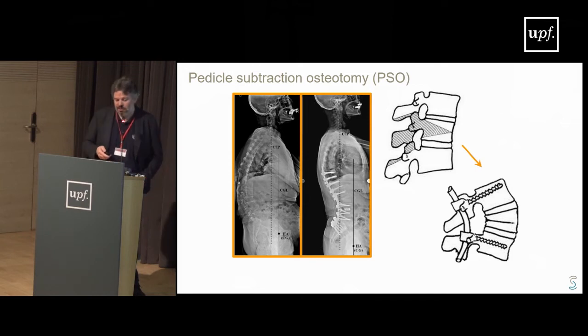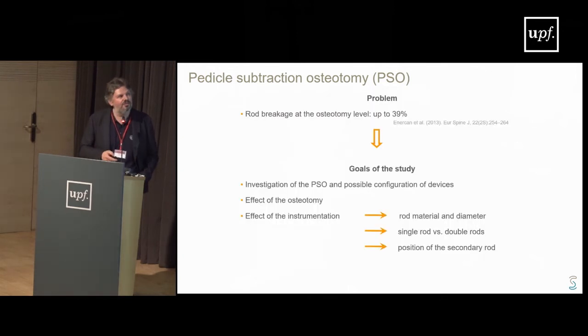It's a big problem. So what we tried to study with the finite element model is if we can do something in order to reduce this rate of fracture that we have in the rods. It's reported in the literature up to 39%. In our clinic we are closer to 20, 25%, but it's still a big number. If 25% of your patients will have a fracture of the rods, it's a big problem.